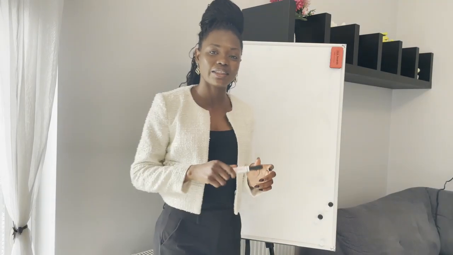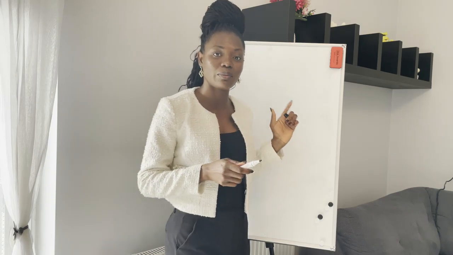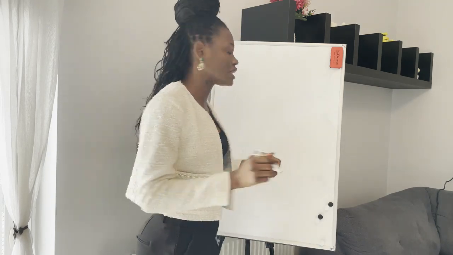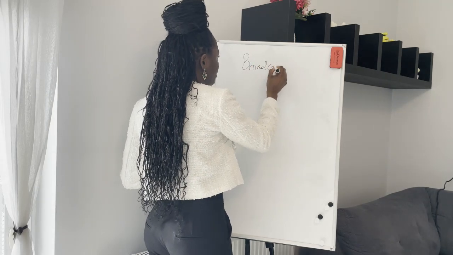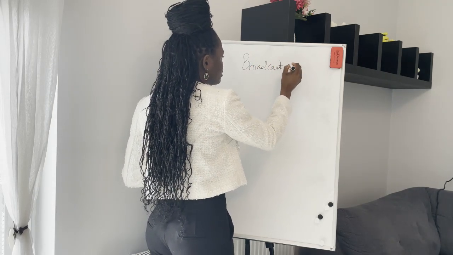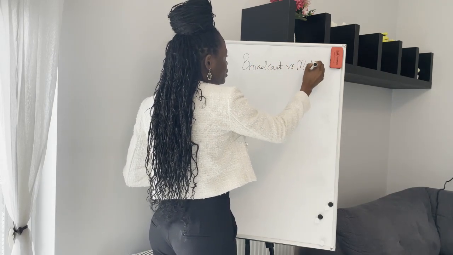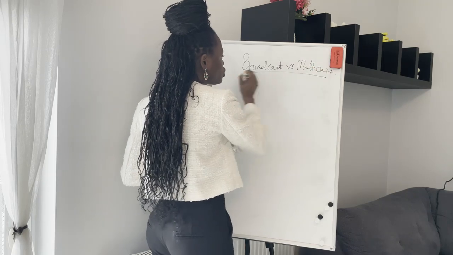So another part of IP that I would like to explain is the difference between a broadcast address and a multicast address. So broadcast versus multicast. What is the difference between these two?